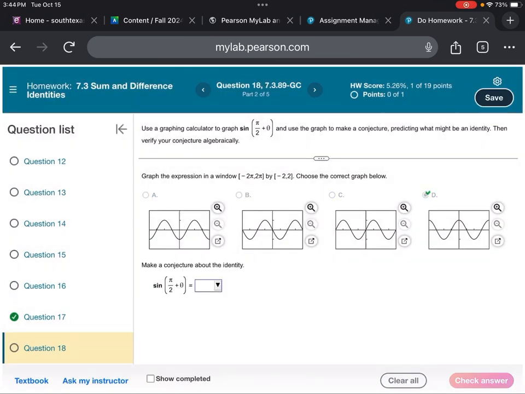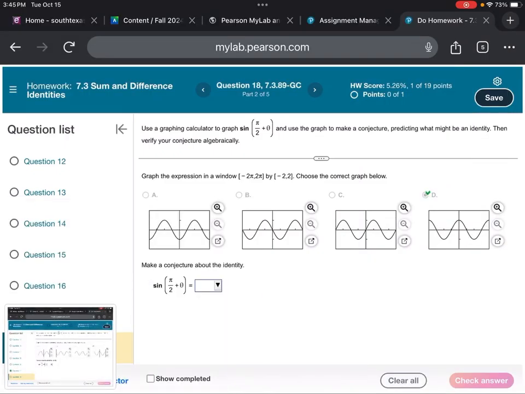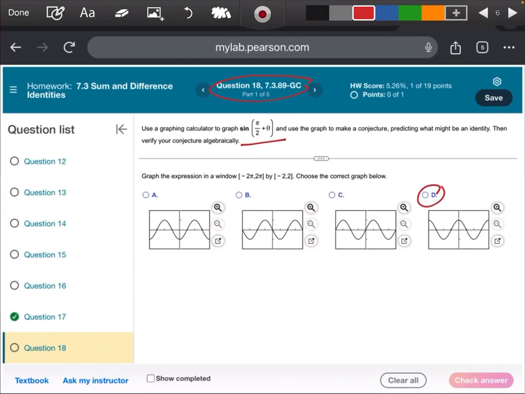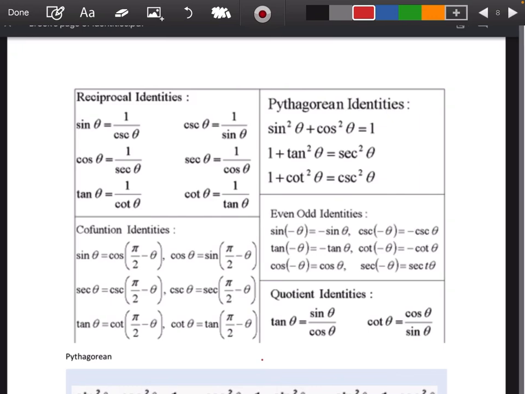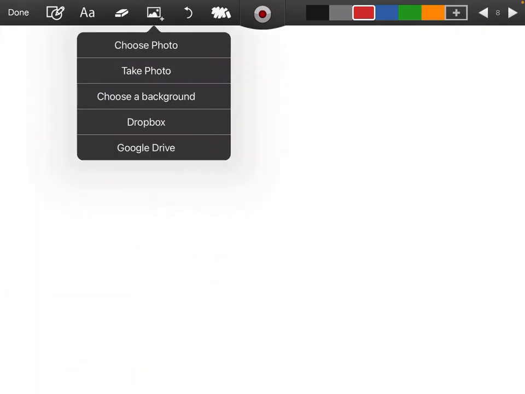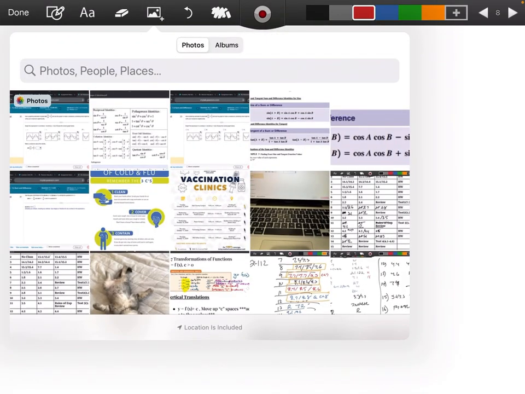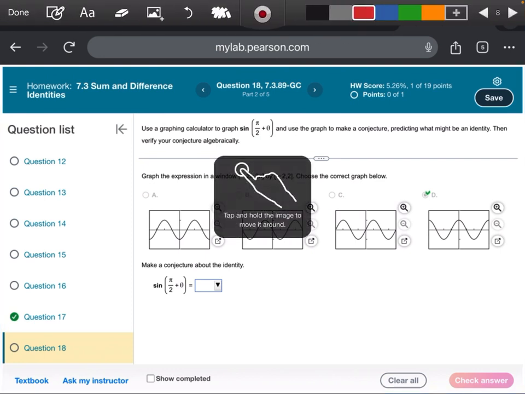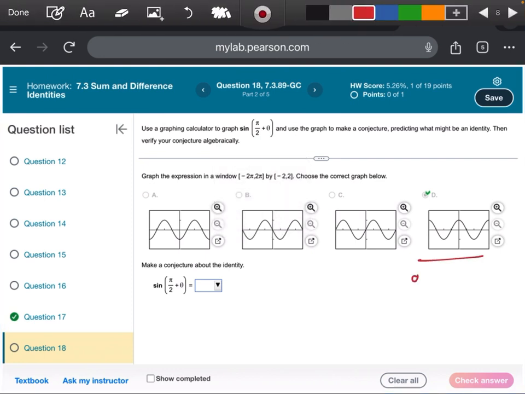Y'all, now it says to make a conjecture about our identity. Let me see if I can take a screenshot of this. Sorry, y'all. Okay, let's come back this way. Let's come over here. Okay, let's upload that picture. And there it is, y'all. So when I look at this graph here, that sure looks like cosine theta to me, okay?